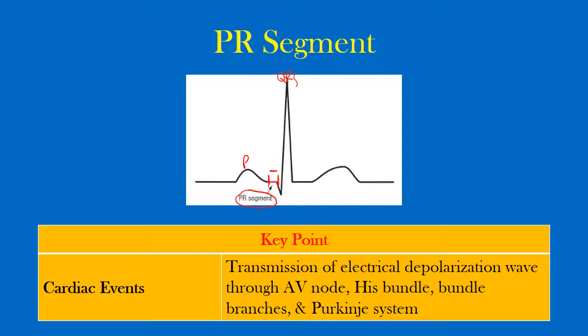And this represents transmission of the electrical depolarization wave through the AV node, the His bundle, the bundle branches, and the Purkinje system. Now the PR segment is often found along the baseline. So remember we said this is our baseline. So you can see here it's usually along the baseline, but sometimes it may be depressed. If it's less than 0.8 millimeters, it's normal, but anything greater is pathological. For example, the PR segment can be depressed in pericarditis or with an atrial infarct.